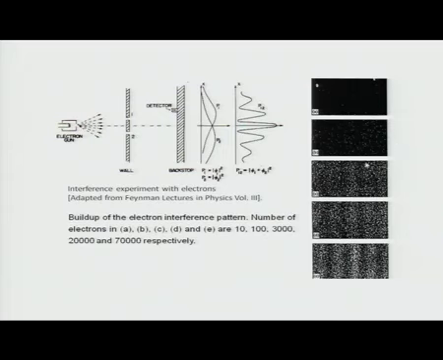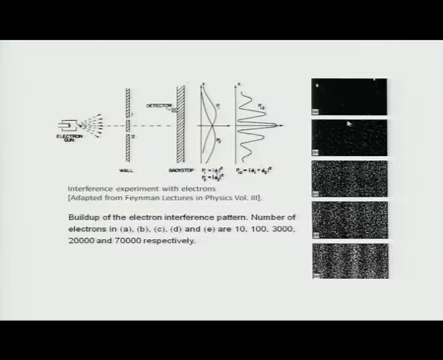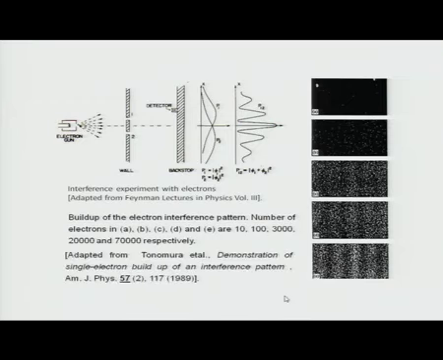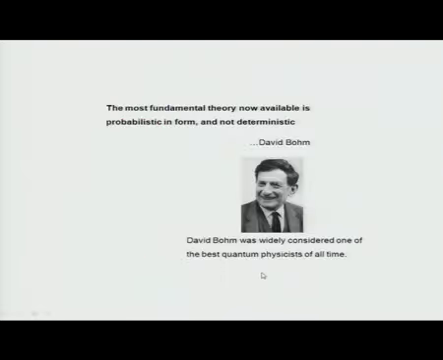So, therefore, this is considered to be the most beautiful experiment in physics. If you carried out this experiment with 10 electrons, you get 10 spots. Quantum theory gives us the probability. But if you did this experiment with 70,000 electrons, then slowly the interference pattern will develop. These experiments have been carried out with carbon 60 molecules also. So, the most fundamental theory now available is probabilistic in form and not deterministic.